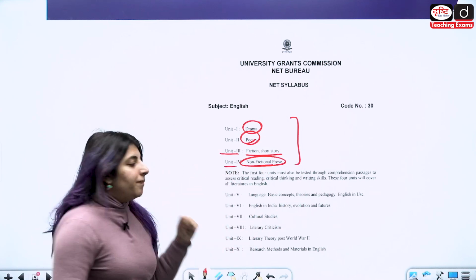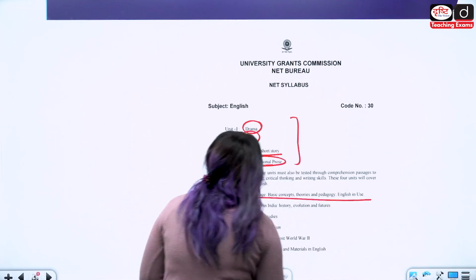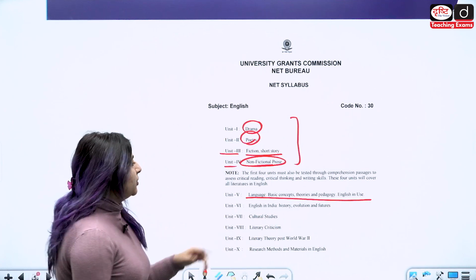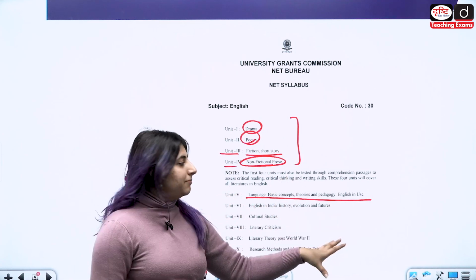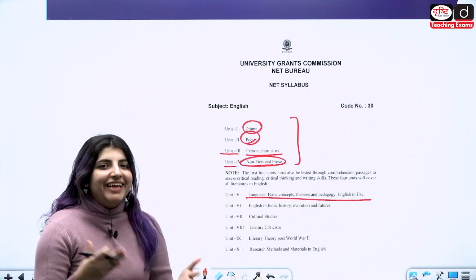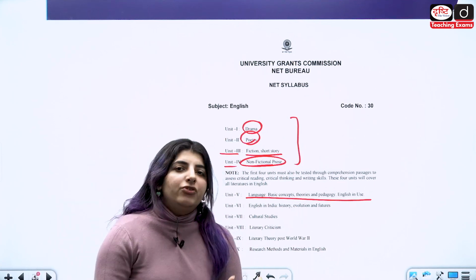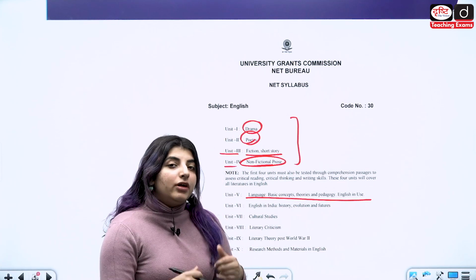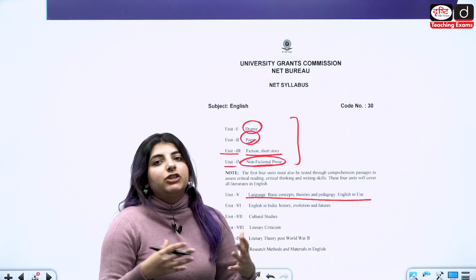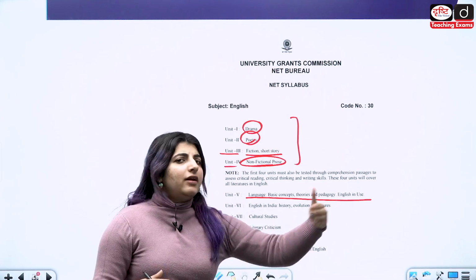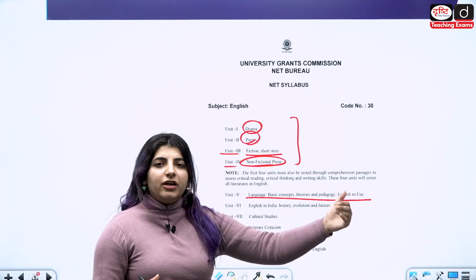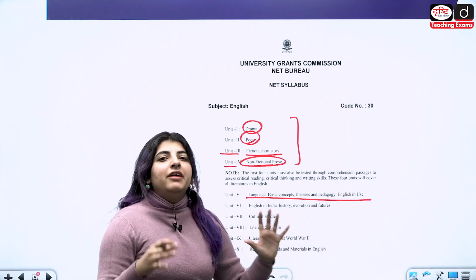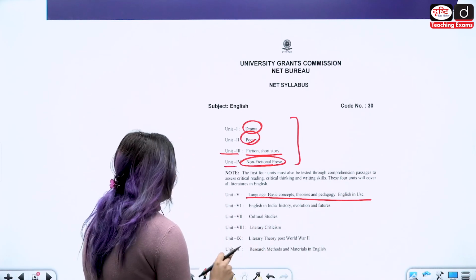Moving forward, we get to Unit 5, that is language with its basic concepts, theories and pedagogy, basically ELT, as in how you would teach English to a student whose first language is not English. What are the different approaches to teach English? All of them come under ELT, also including the linguistic part.